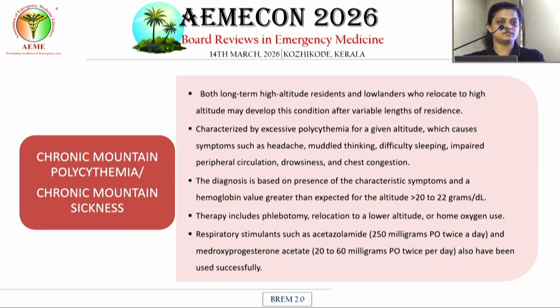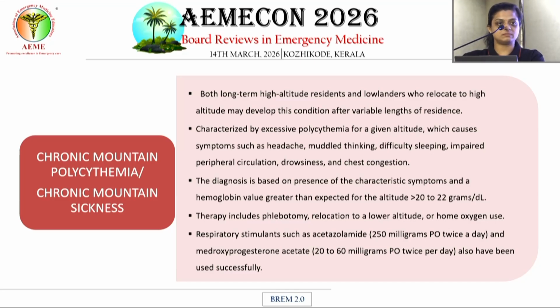Then chronic mountain polycythemia, again, long-term residents or lowlanders who relocate to a high altitude may develop this condition after variable length of residence. So if the hemoglobin values are very high, the patient will be having polycythemia. As I said earlier, from day one of ascent itself, your erythropoietin levels will be increasing. But to get a frank polycythemia, it will take at least a minimum period of 3 to 6 months. So if the hemoglobin values are more than 20 to 22 grams, then it is recommended that phlebotomy should be done, because again it will be serving as a hypercoagulable state. So it is an indication for phlebotomy.